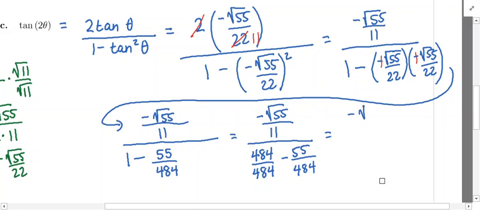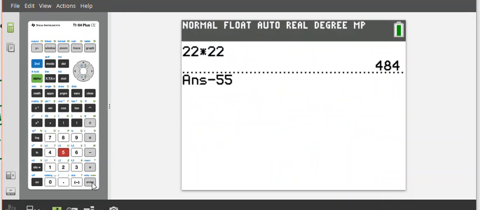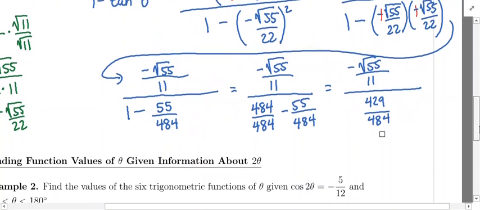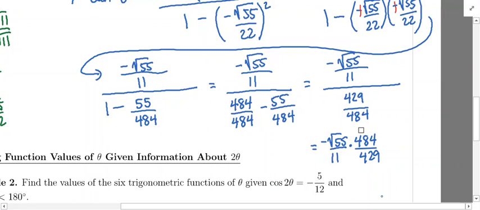I'll leave the numerator alone. In the bottom, I have a fraction with denominator 484. The numerator will be 484 minus 55, which is 429. Now I just need to divide the fractions here. So I'm going to get negative square root of 55 over 11 times, changing division to multiplication and flipping the bottom fraction, 484 over 429. This is a nasty number. Let's see what we get.